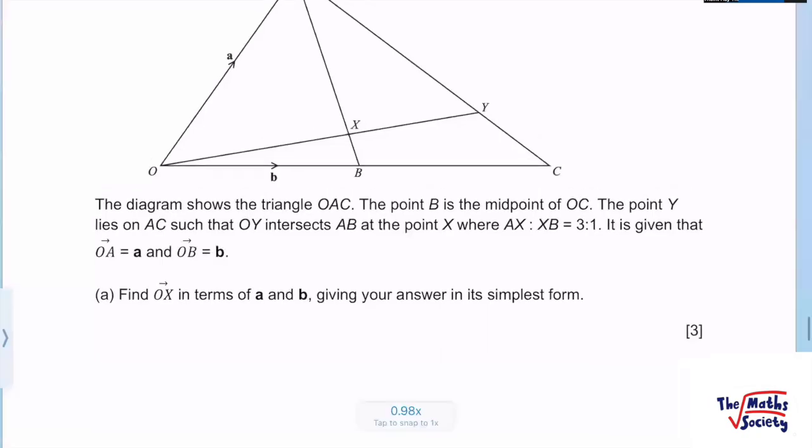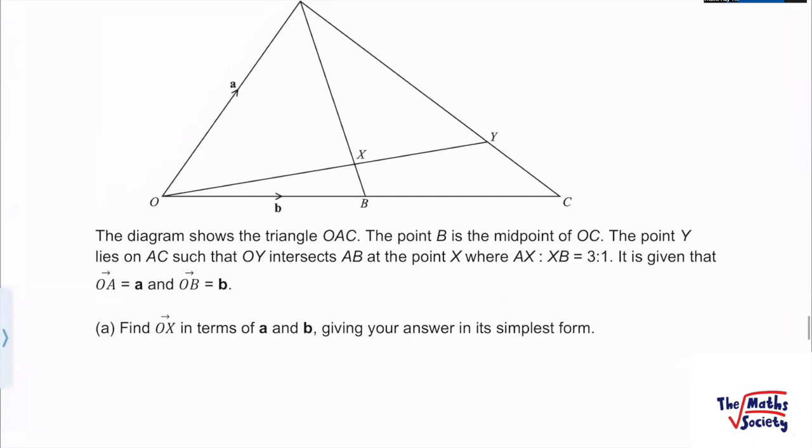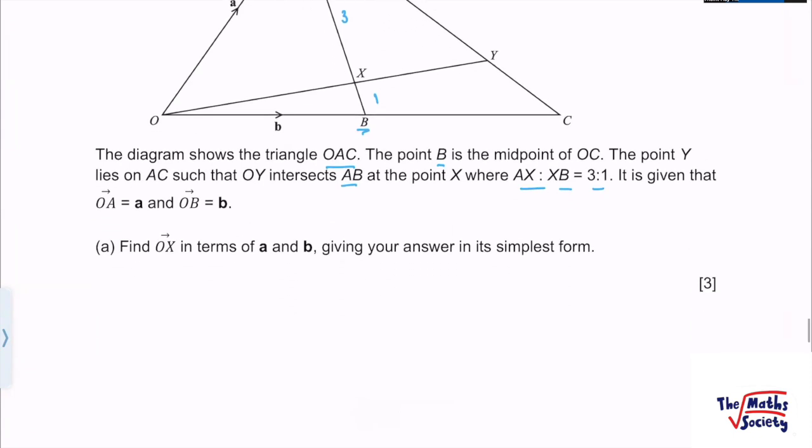Okay, so now we move on to question 7, which says that the diagram shows a triangle OAC. B here is the midpoint of OC, and you have the point Y lies on AC such that OY intersects AB at the point X. AX to XB is 3 is to 1, and it's given that OA is A and OB is B. So now it says to find OX in terms of A and B.